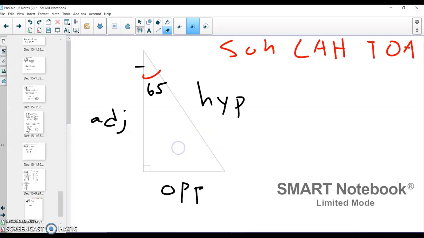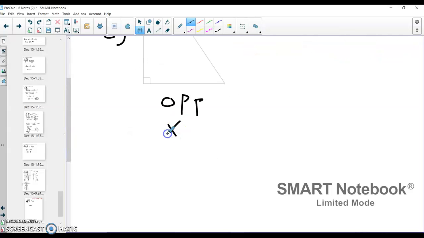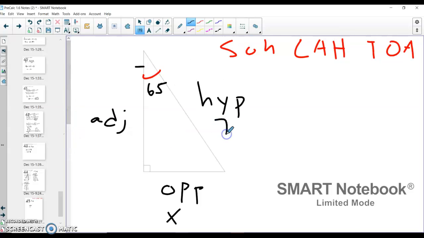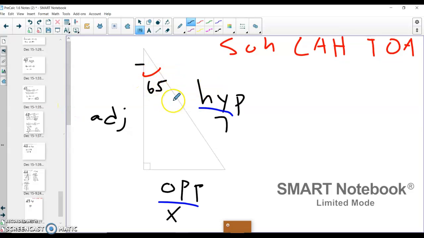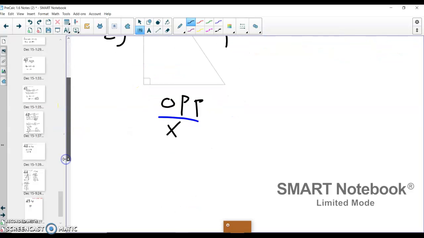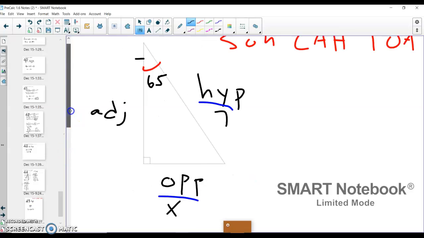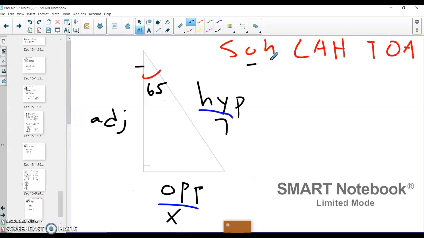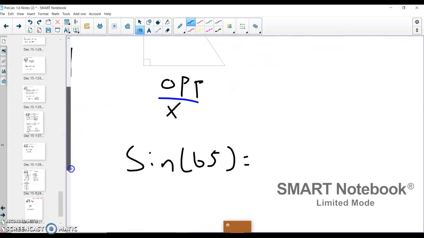Okay? So I could start creating problems again, and I could give you x is the opposite side and 7 is the hypotenuse, and now you have a sine problem because it's opposite, hypotenuse. And if I do the sine, it's the sine of my reference angle. So this time it would be the sine of 65. And I would set it equal to opposite divided by hypotenuse because O comes before H. And so that would be x divided by 7.